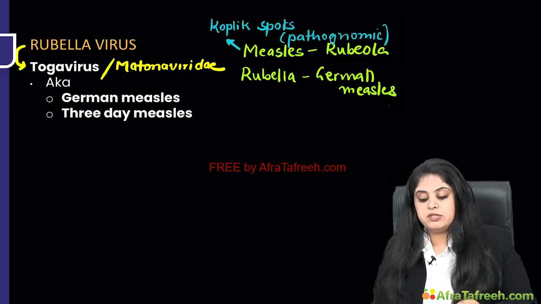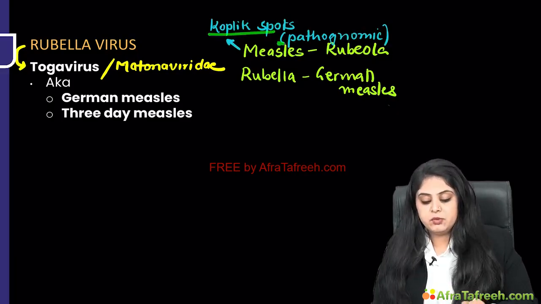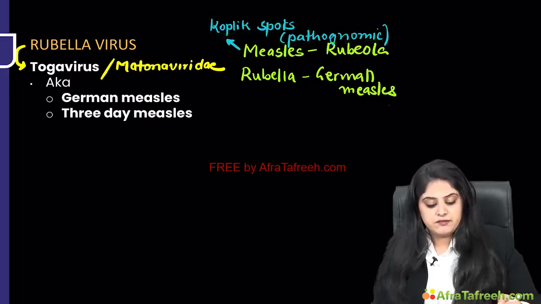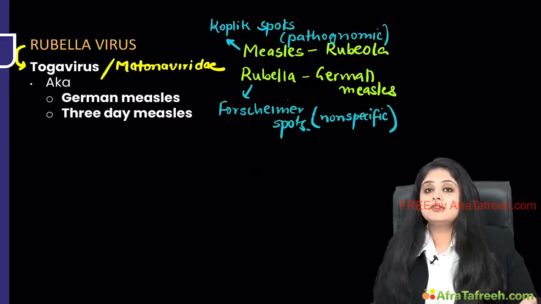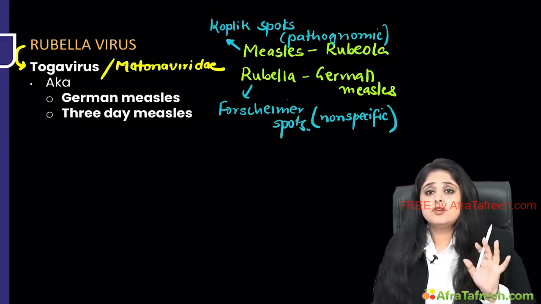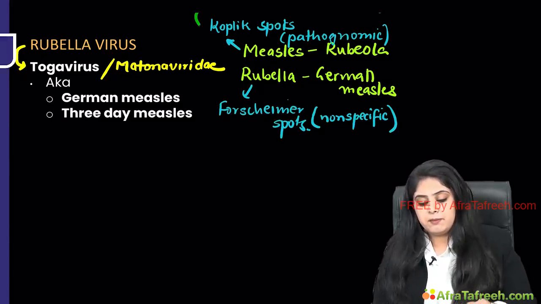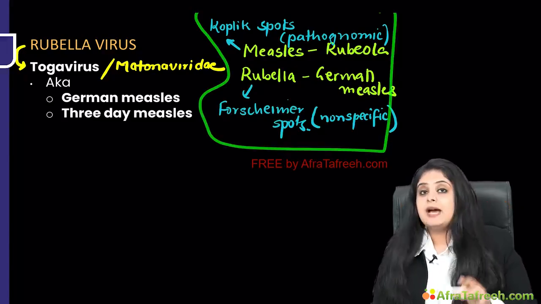That is what I was telling you. In measles, what were the pathognomonic spots? In measles the most important are Koplik spots, whereas in rubella, what is important? It is the Forchheimer spots, which are non-specific but are quite important for your MCQ. So that is how you remember measles versus rubella.